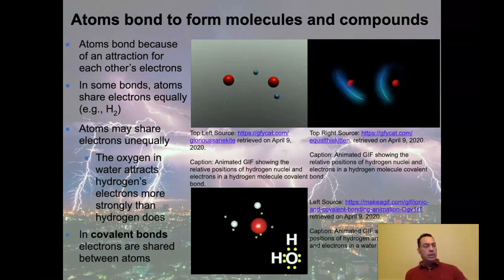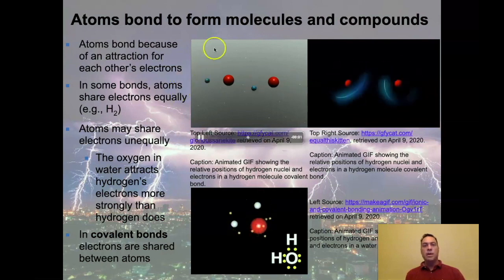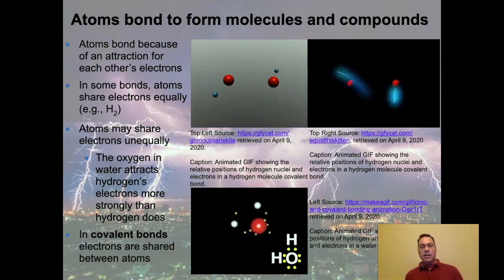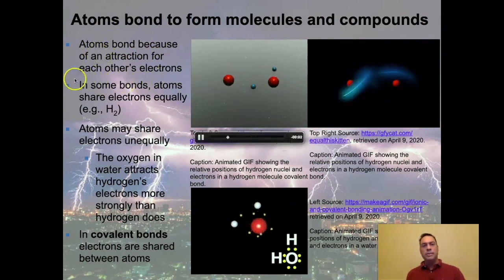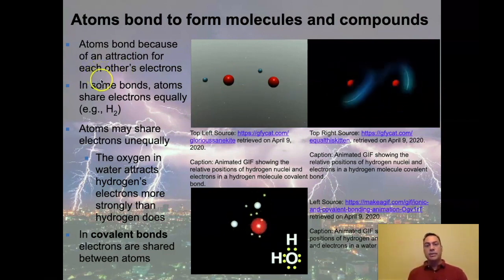Atoms do some really interesting things in their interactions. They bond to form molecules and compounds. Again, this is something you've known about since you were probably in 3rd or 4th grade, and we're going to talk about the nuances of this because it's actually pretty important. Atoms bond because of an attraction for each other's electrons. Basically, we have these nuclei, these atoms, say oxygen or nitrogen or whatever it is. In this case, we have hydrogen atoms, and they're bonded to each other because they're attracted to the electrons that the other one has.